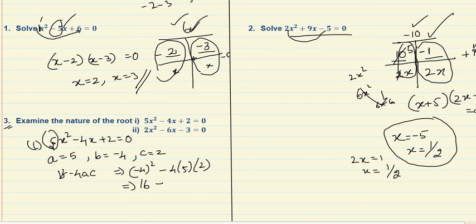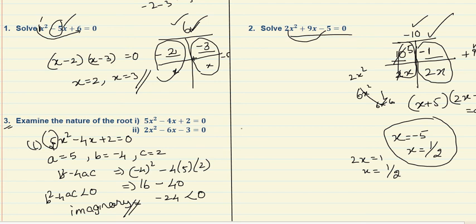16 minus, sorry, 4 into 5 into 2 is 40, which will come around minus 24, which is less than 0. So as we saw, when b square minus 4ac is less than 0, it is imaginary. Nature of the root is imaginary.